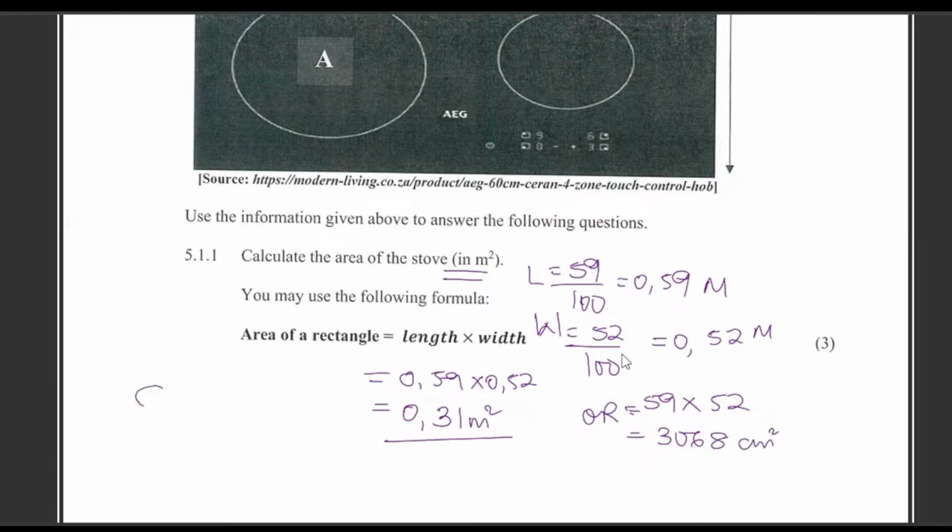But in your head, you know very well that centimeters to meters we divide by 100. Because centimeter squared to meter squared, we shall divide by 100 squared, which is approximately 10,000. So divide by 100 squared, you get the answer as 0.3068. But remember, we round off to 2 decimal places. So it's 0.31 meters what? Squared.